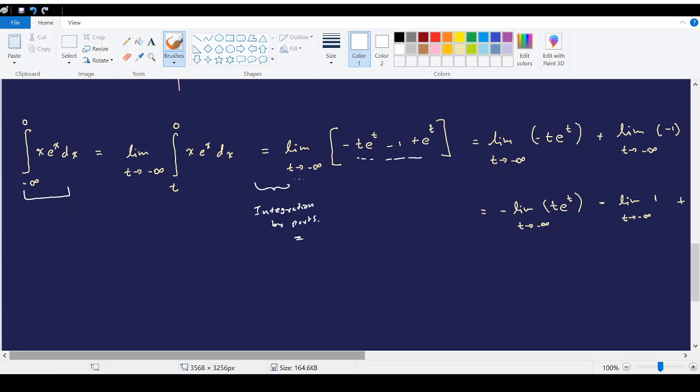Now I haven't written down the steps for integration by parts. Okay, it's up to you.